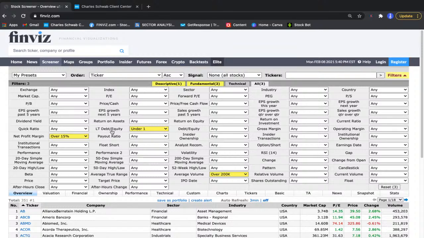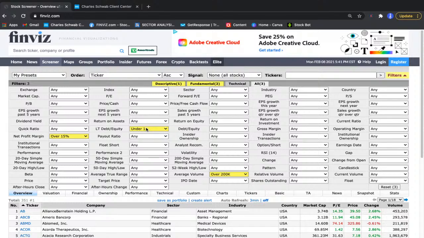Do they have way more long-term debt than they do equity? If they do, that number would be over 1. So by putting this number under 1, we're only looking at companies that have a bigger share of equity in relation to their long-term debt. And I look at long-term debt because that's what can drag down a company. So I always want that under 1.